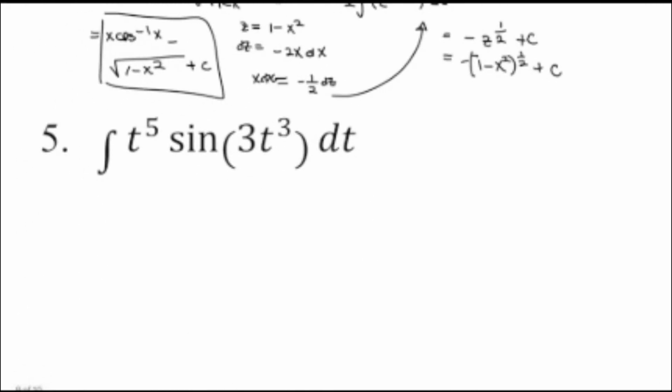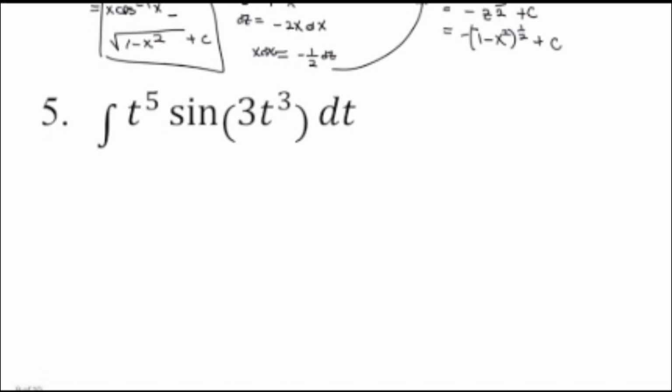Alright, moving on, we also have the integral of t to the power of 5 sine of 3t to the third dt. For this one, it also seems a little bit unconventional in a way. We're just going to simplify this into t to the third times t squared, and then sine of 3t to the third dt.